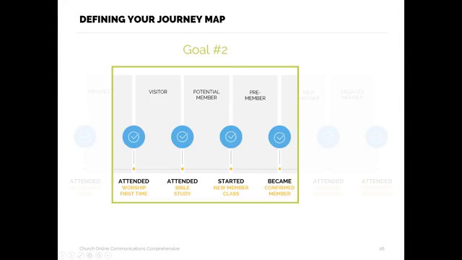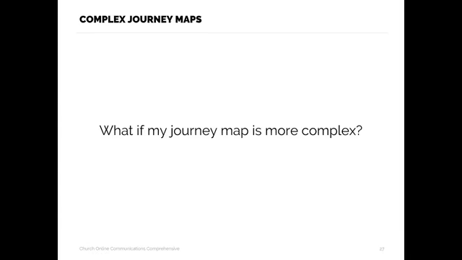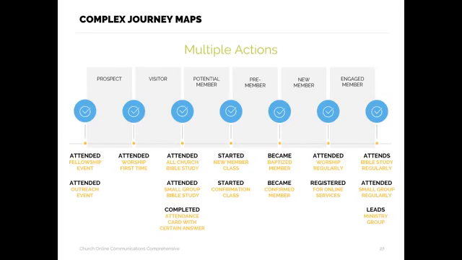So that all sounds real good and straightforward. We've got a nice straight step all the way through. But I'm sure many of you are saying, okay, Peter, what happens if my journey map is a little bit more complex than that? Because churches are never simple, and things are never the same across the board. I think we all understand that. So let's take a look at a few examples of how your journey map could become a little bit more complex. And probably should.